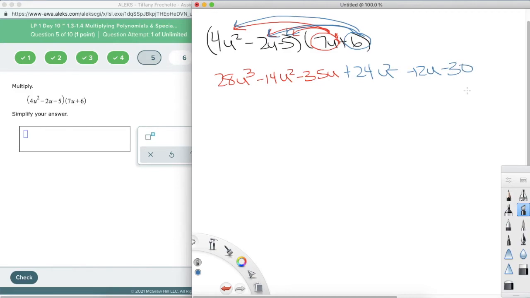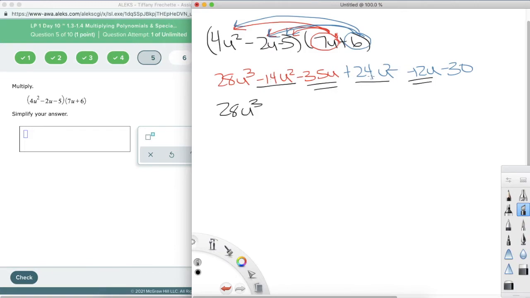All right, so these ones, it throws off that like terms in the middle just a little bit. They're still in the middle, but they're separated just a little bit here. So I have my u squareds, and then I have just my u's. So remember, they have to be exactly the same to be like terms. So I'm only going to combine the ones that are exactly the same as far as having the variable with the exponent the same. So it's negative 14 and positive 24.